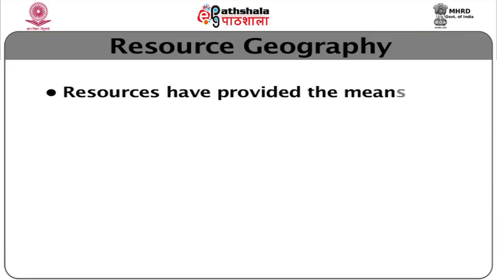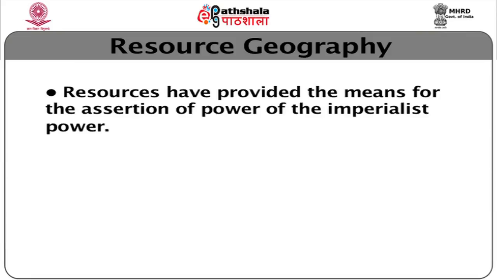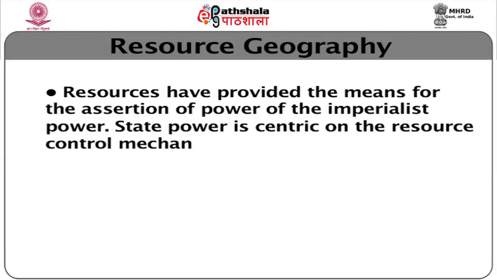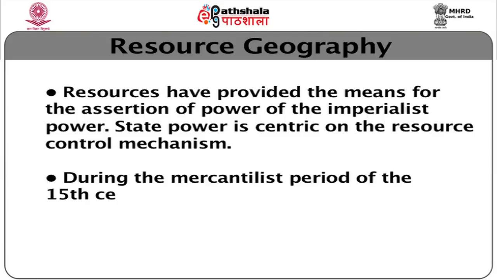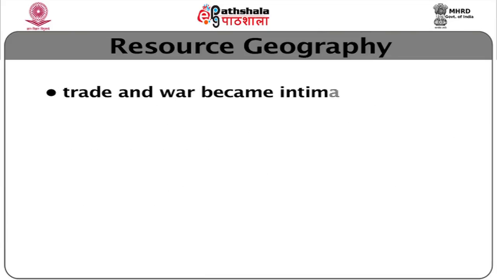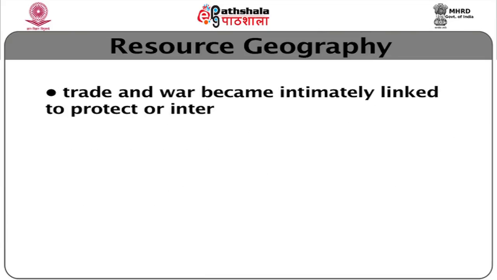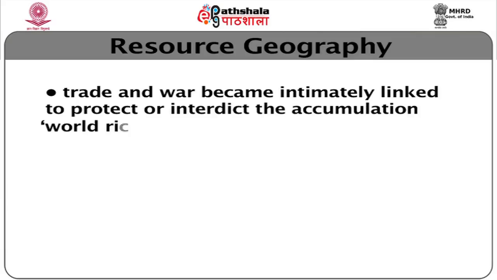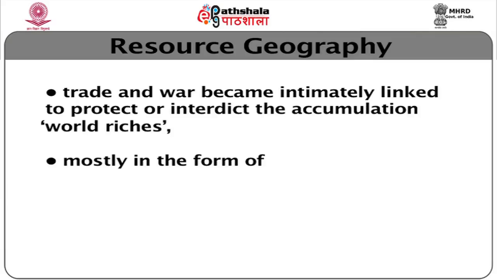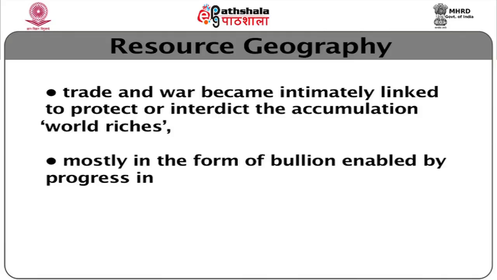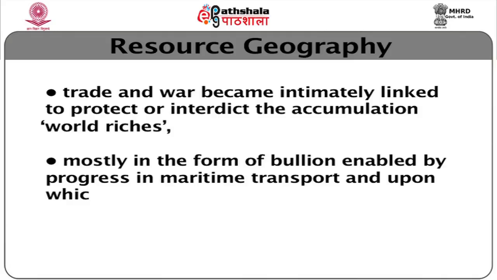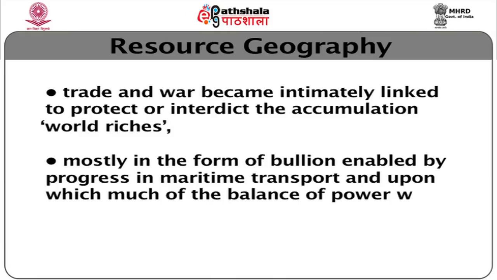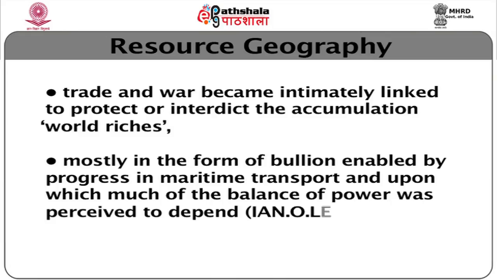Resources have provided the means for the assertion of power of the imperialistic powers. State power is centered on resource control mechanisms. During the mercantilist period of the 15th century, trade and war became intimately linked to protect or direct the accumulation of the world's riches, mostly in the form of bullion and maritime transport. In our minds, we think that a place has more resources and we try to create a balance between that, and that is the reason that adds value, and then we say, oh well, this is a region of conflict.